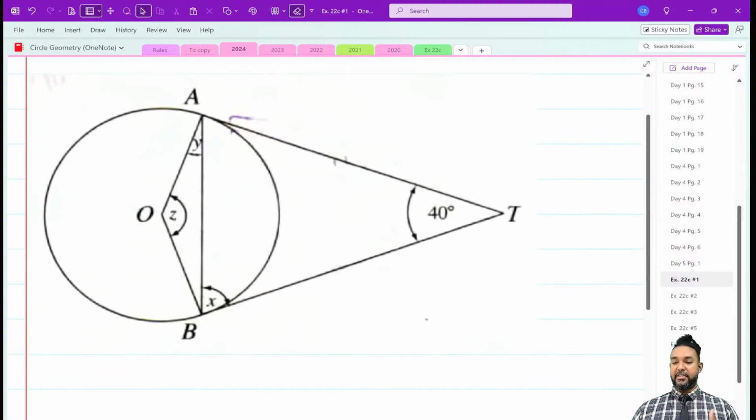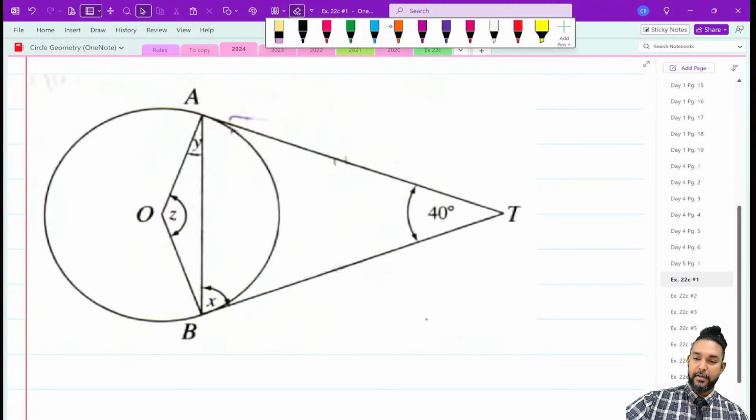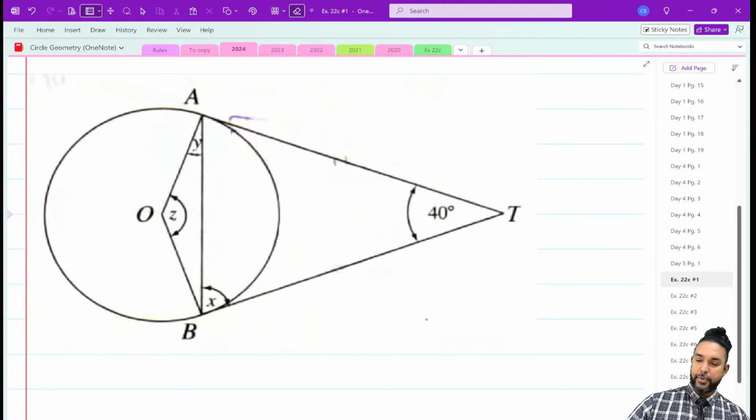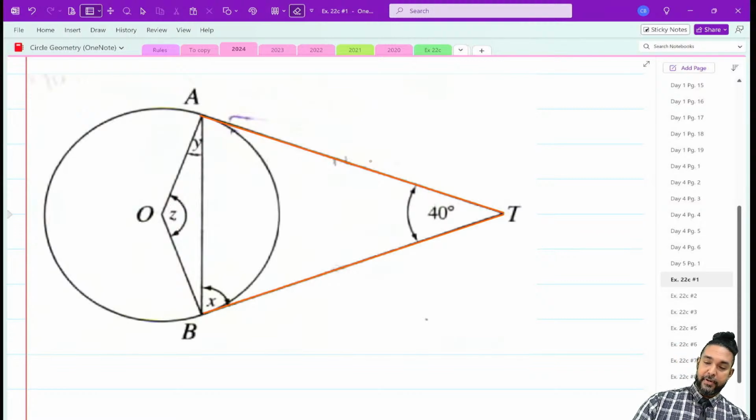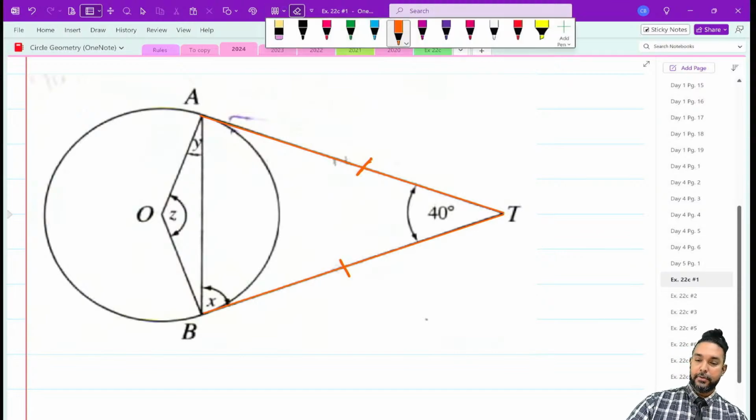Quick question. Does this diagram have 2 tangents to the circle that start at the same point? Yes. We have a tangent from T to A, and we have a tangent from T to B. And what do we know about 2 tangents to a circle that start at the same external point? They are equal in length. So we put a little stroke here, we put a little stroke here.